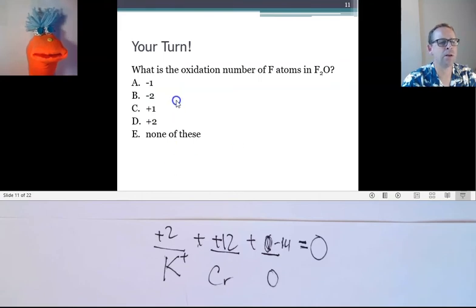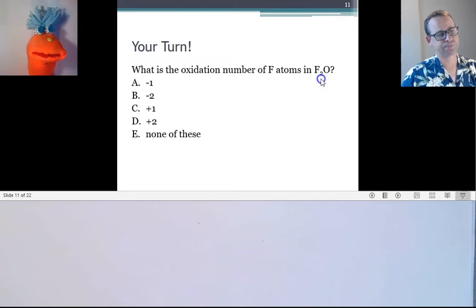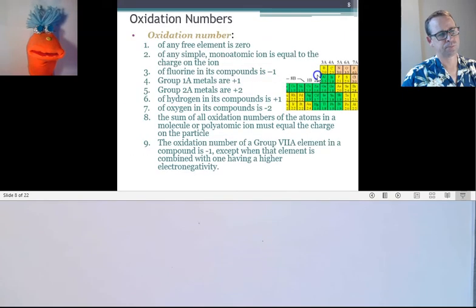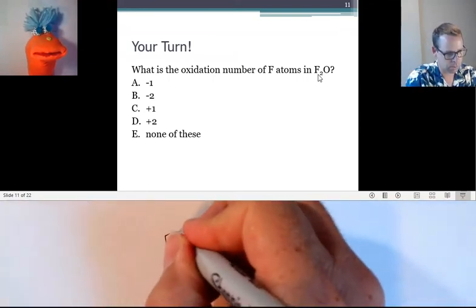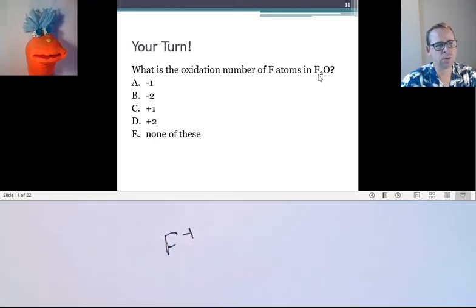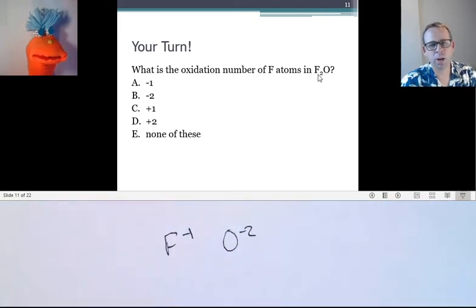Now, here's a tricky one. What's the oxidation number of F in F2O? Why don't you guys try this one at home? Use the rules. Okay, so what were the rules for fluorine? Fluorine's -1. Okay, very good. And what's the rule for oxygen? Oxygen's -2. Very good. So is that a problem for us? No, that should be fine.